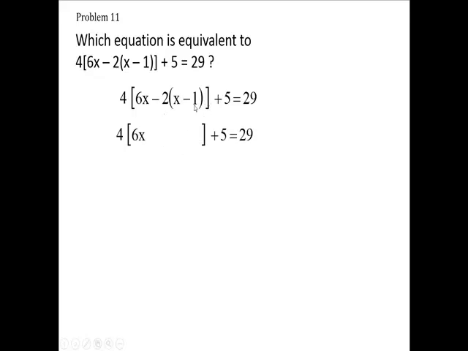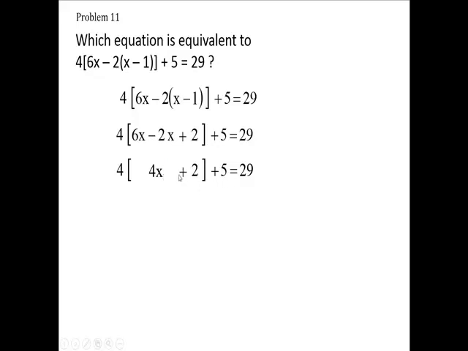We have to do what's inside this bracket first. And we're saying take -2 and distribute it onto the x. So you get -2x. -2 times -1 is a +2. Now, we're going to say 6x minus 2x. What's 6x minus 2x? It's 4x.